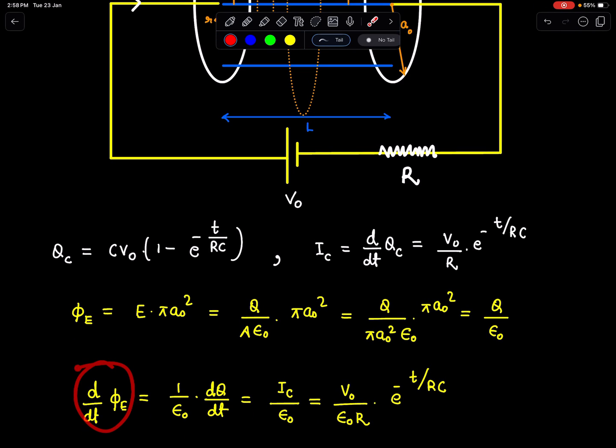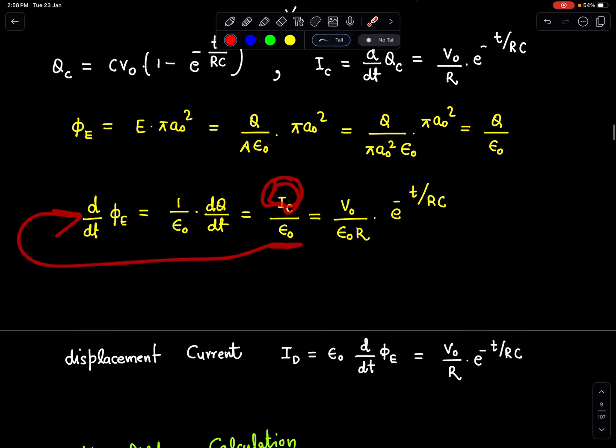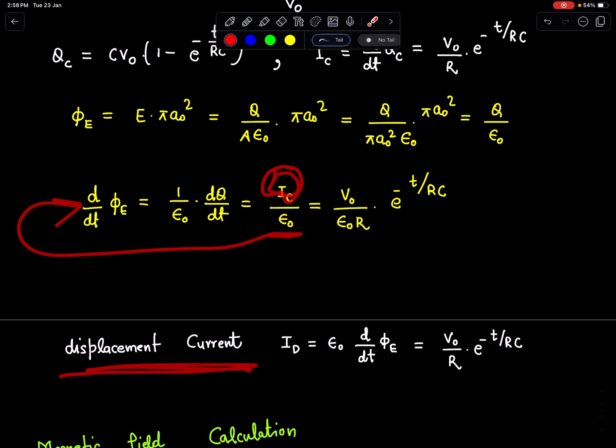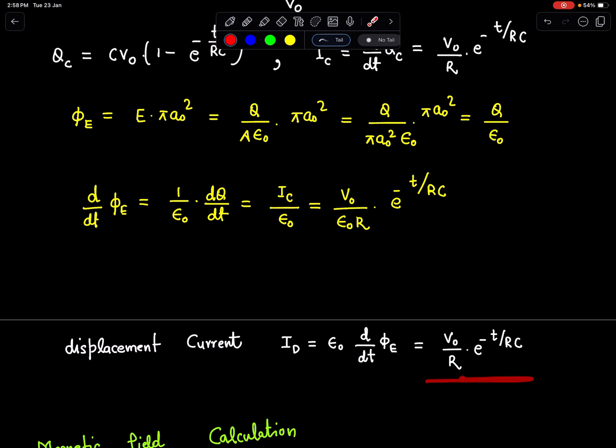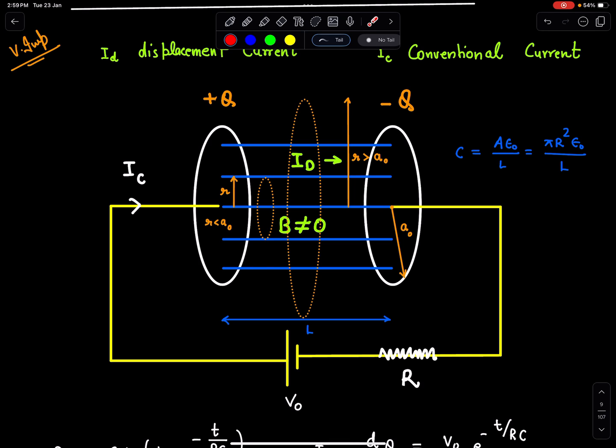Now d by dt of phi electric is 1 by epsilon naught dq by dt. Now dq by dt is the conventional current. Now this epsilon naught d phi by dt is actually the displacement current, which is luckily in this case I C. I hope this is clear to you. So it is appearing as if this thin current is flowing through this cross section.